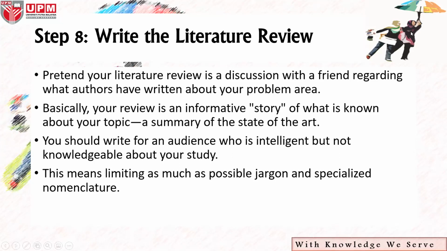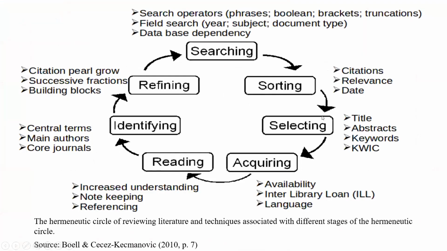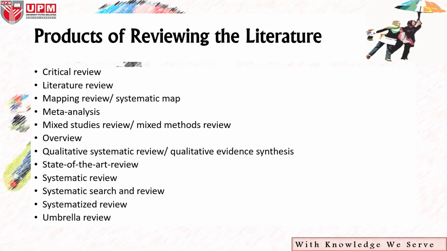Then you should write for an audience who is intelligent but not knowledgeable about your study. Kita tahu audience ni seseorang yang faham, tapi kita kena explain as clear as possible, as detailed as possible. Okay, this means you limit as much as possible jargon and specialized nomenclature. Okay, kita kurangkan penggunaan jargon dalam kajian kita.